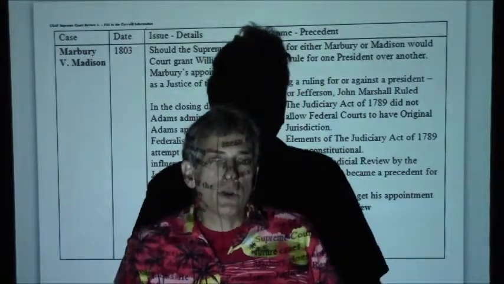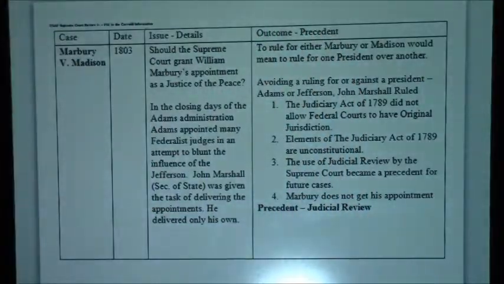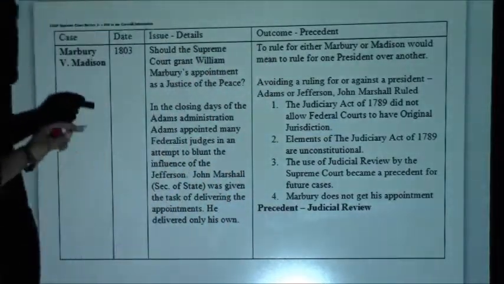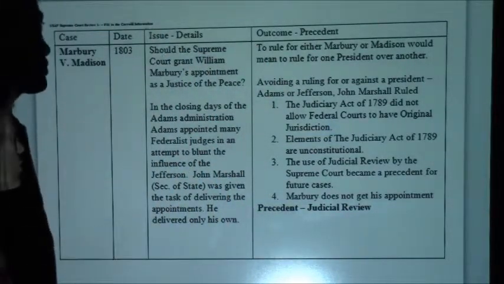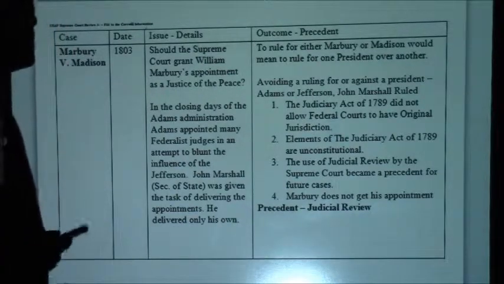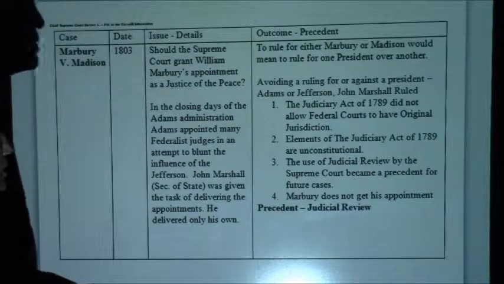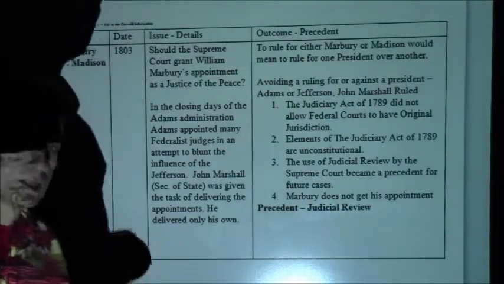So let's actually take a look at the notes and see if we can figure this out together, or at least examine it together. So, the question comes down to, the year is 1803, the case actually begins in 1801. Should the Supreme Court grant William Marbury's appointment as a Justice of the Peace? Hard call, because if they do, if John Marshall does, he's ruling against Thomas Jefferson. If he doesn't, he's ruling against John Adams.